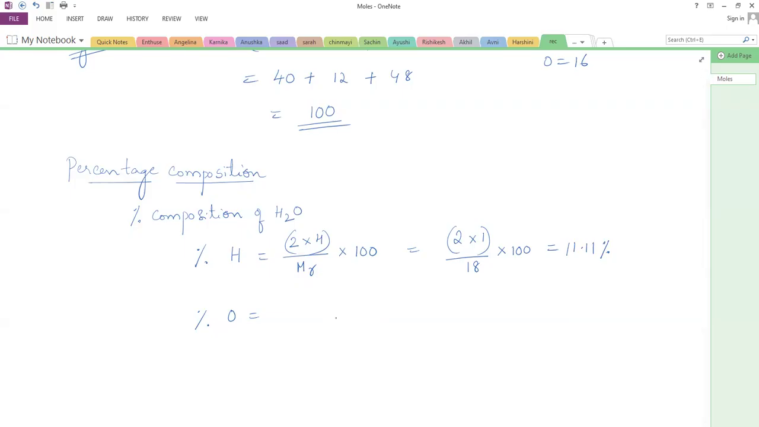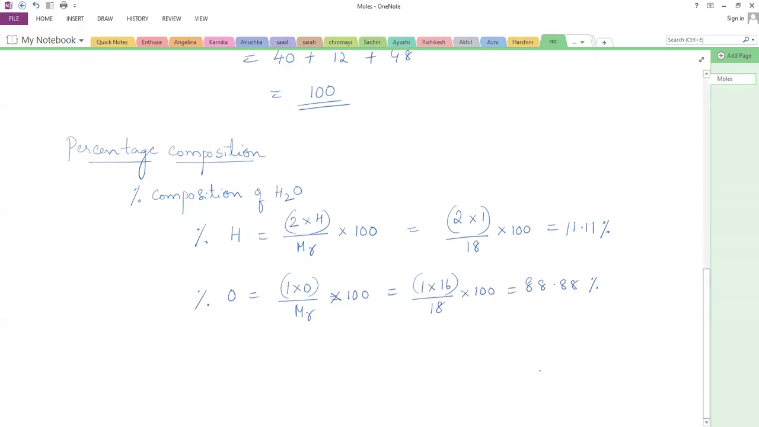Similarly, what is the percentage by mass of oxygen in water? How many oxygens? There is only one oxygen in the formula of water, which is H2O. So the relative atomic mass of oxygen, that means how much it is contributing, into 100. So 1 into 16, because there is only one oxygen, divided by 18 into 100, which comes to be 88.88%. This is how you calculate the percentage by mass of a particular element in the compound.